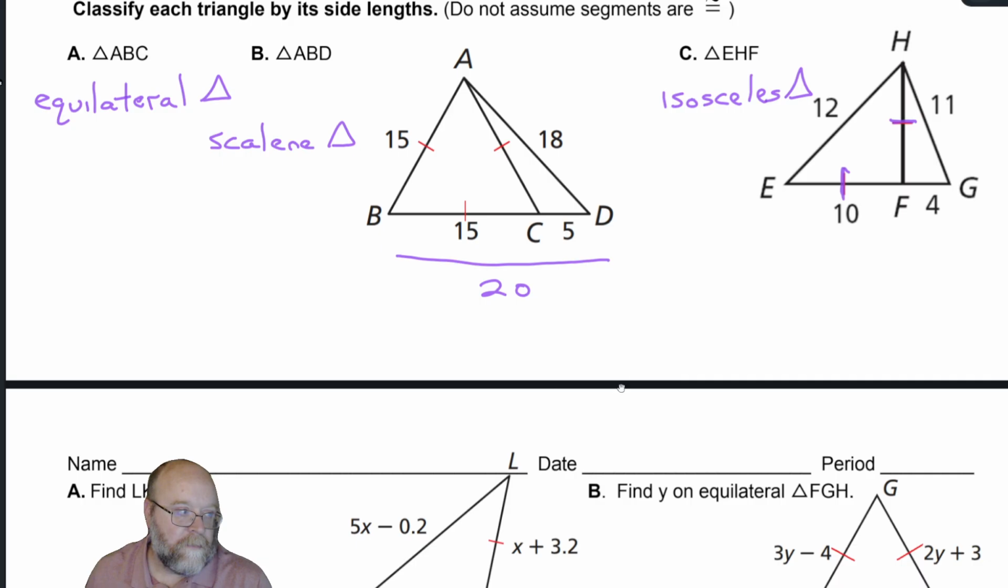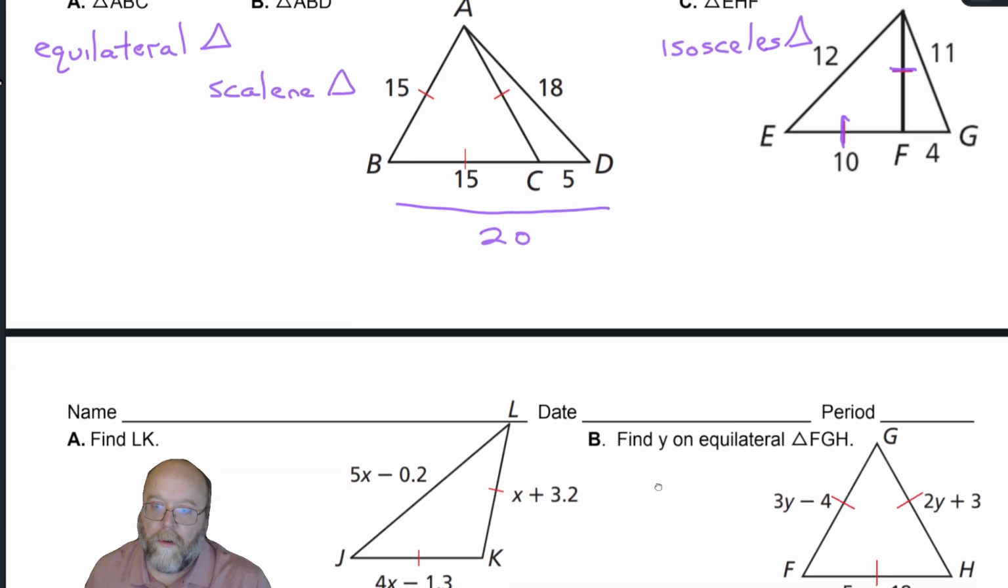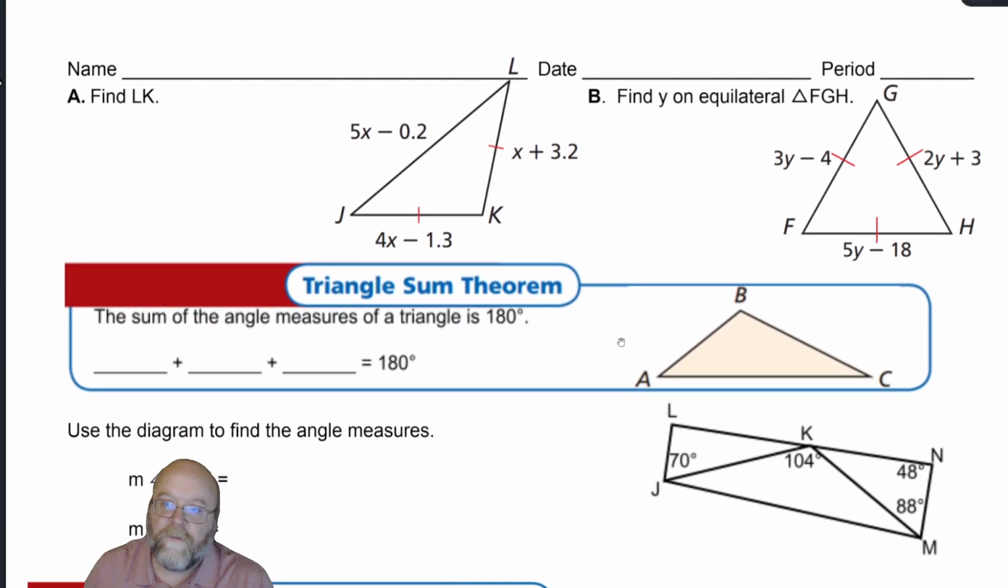3, 2, 1. Here we go. We're going to find LK. Let's start sprinkling our algebra in here. Okay, LK, it's right here. What else do I know? How am I going to solve for x? I need an equation here. I need 2 things to be equal. Is anything equal to LK? Why, yes, Mr. Hobbig. JK is equal to LK. Hey, good idea.